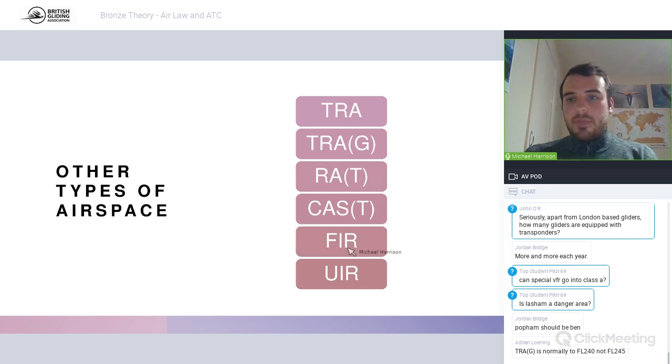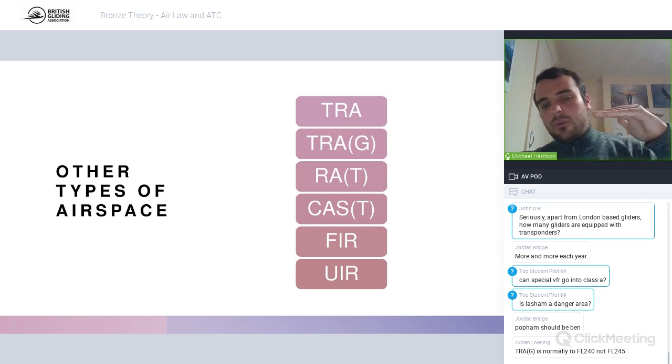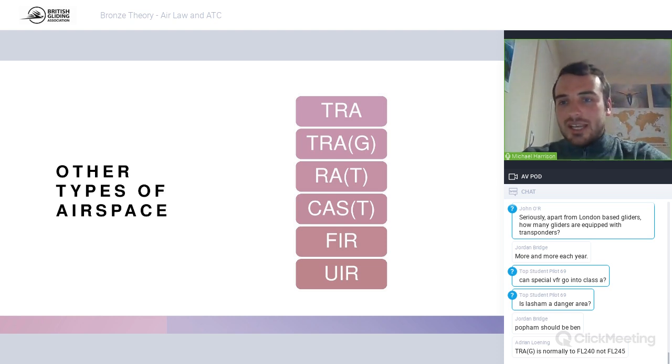Flight information regions. The UK's got 2, the London and the Scottish. That just defines who's responsible for providing flight information and regulating flight information in that area. Swanwick in Hampshire for London, and Prestwick, which is near Glasgow, for Scotland. And UIRs are upper information regions. They just sit above the flight information regions. The FIRs go up to flight level 245. The UIRs go above flight level 245 up to whatever heights that particular country claims to be their airspace, which in the UK is flight level 660.